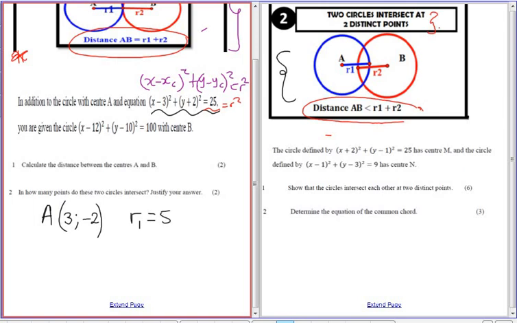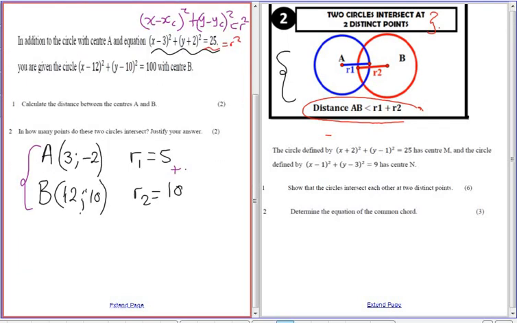Let me do the same for the second circle. I'm going to call the center of the second circle B. It's going to be 12, and that one is going to be 10. So I hope you're here now. And the radius, let's call it R2, just the square root of that 100, which should be 10. Now, from what I said, you simply have to compare the distance between the two centers, the distance between A and B, to the sum of these two here. You just add them.